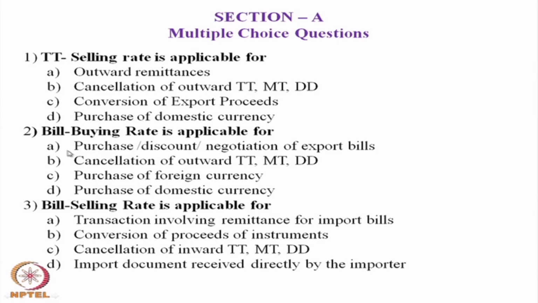The answer to question number 2 is A, purchase, discount, negotiation of export bill. When the exporter exports, they use the bills buying rate to convert the export earning into Indian rupee or any other domestic currency. The bills buying rate is applicable for question number 2, so the answer is A, purchase, discount, negotiation of export bill.